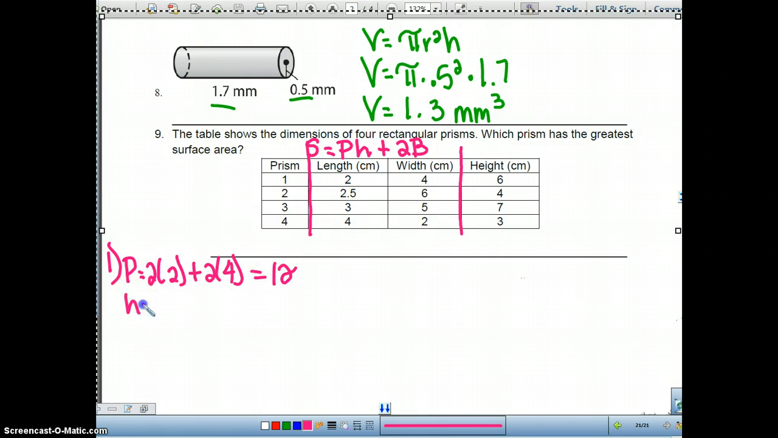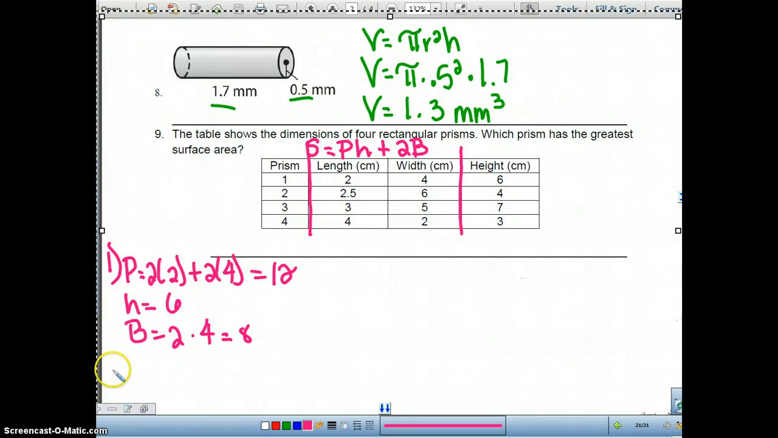All right, the height of this figure. All I have to do is look right here on the table. What is it? 6. And then I have to find the area of the base. That means multiply 2 times 4. And what do we get? 8. So we have our 3 pieces. All we have to do is plug them into our formula now, and then we're good.